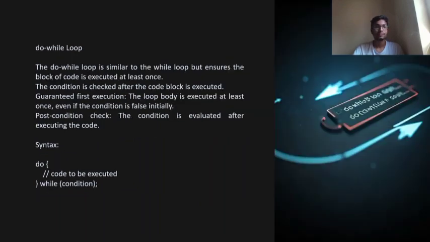The do-while loop. Do-while loop is similar to the while loop, but ensures that the block of code is executed at least once. The condition is checked after the code block is executed. Guaranteed first execution: the loop body is executed at least once, even if the condition is false initially. Post condition check: the condition is evaluated after executing the code.